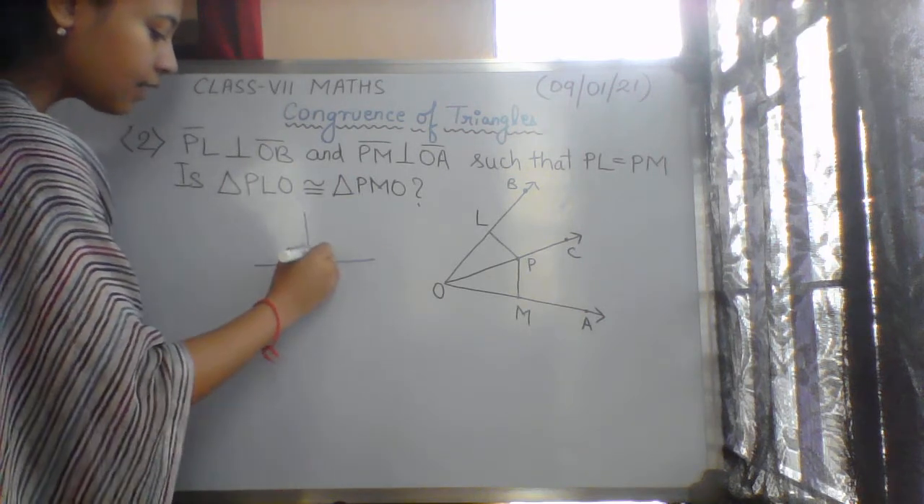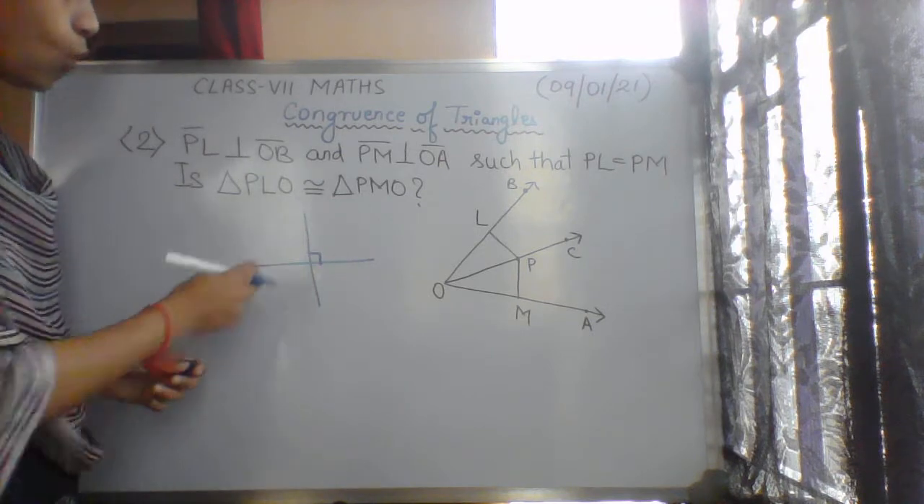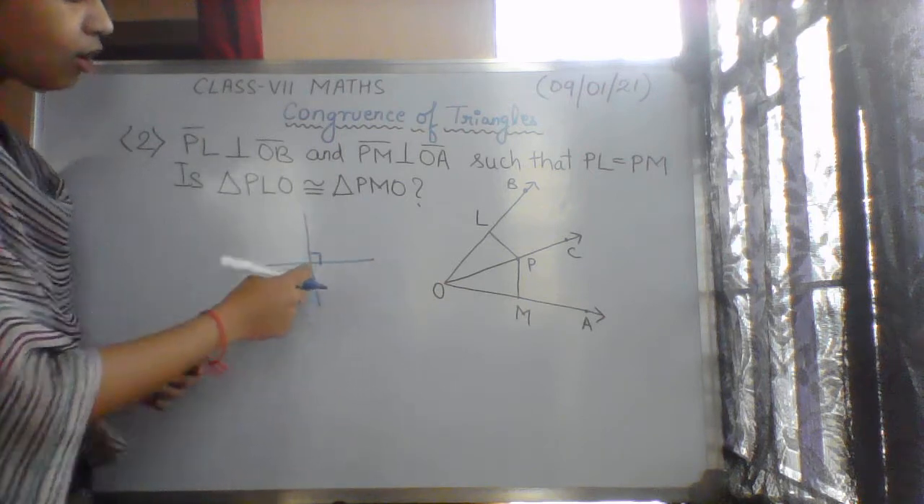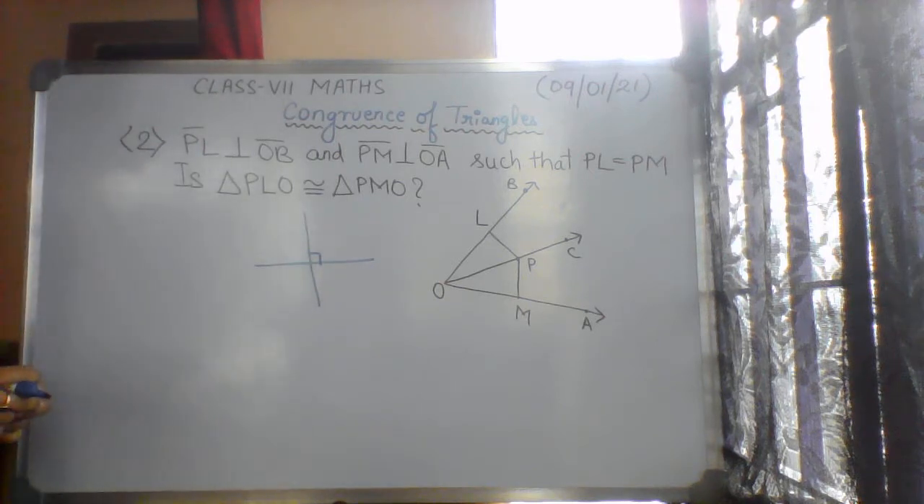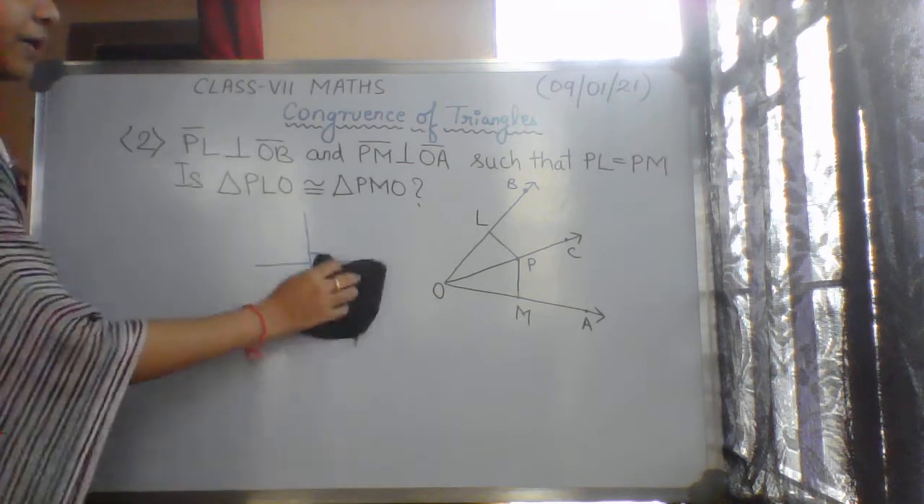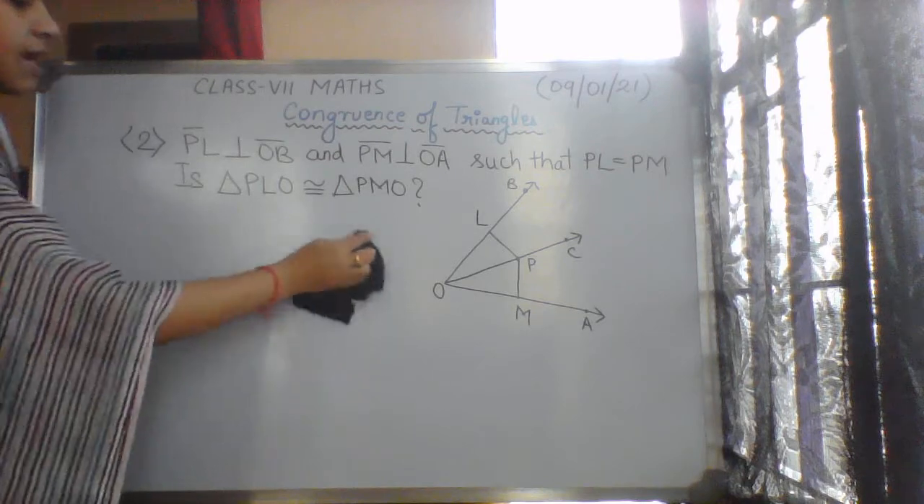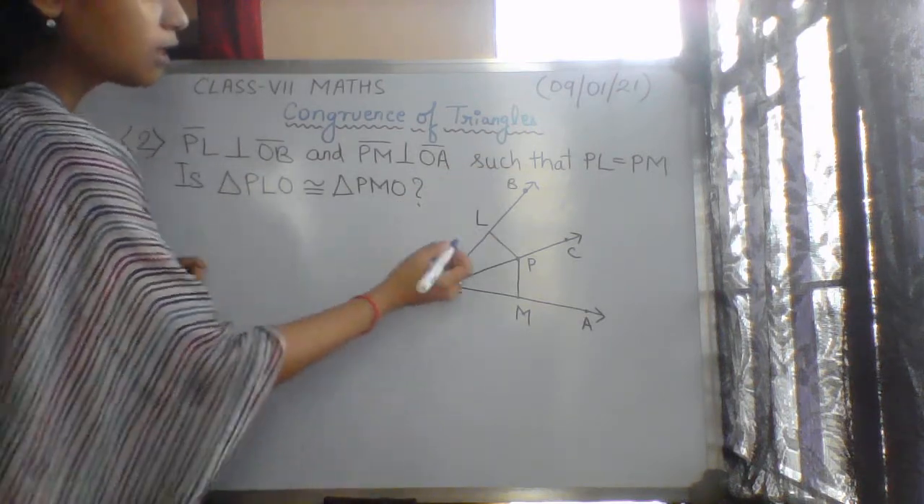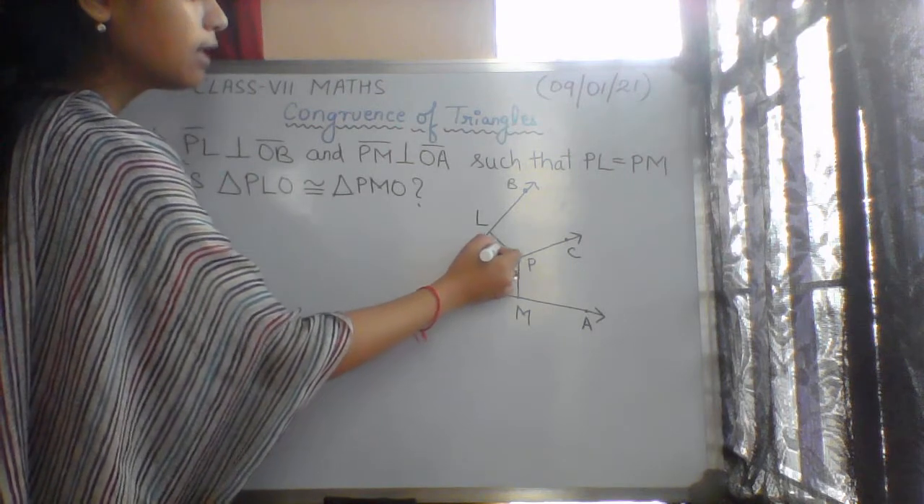They are making 90 degrees. One line is falling at an angle of 90 degrees on another line. They are making 90 degrees with each other. Those are called perpendicular lines. So here, which lines are perpendicular? PL and OB. PL and OB. So they are cutting each other at 90 degrees.